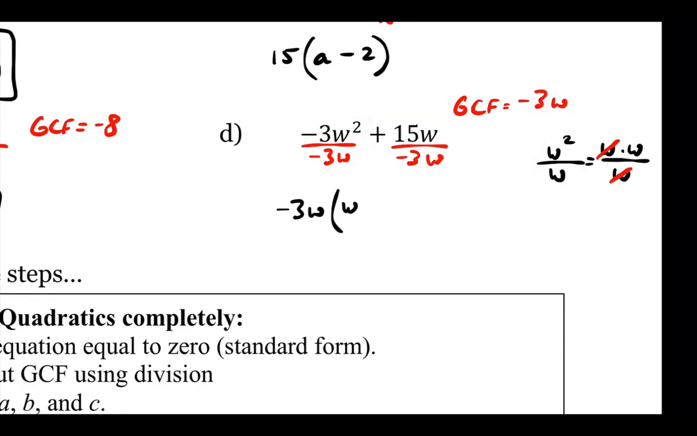So same thing here. There you go. And then this guy will be negative, just plain old -5. No more W's. That W cancels out.